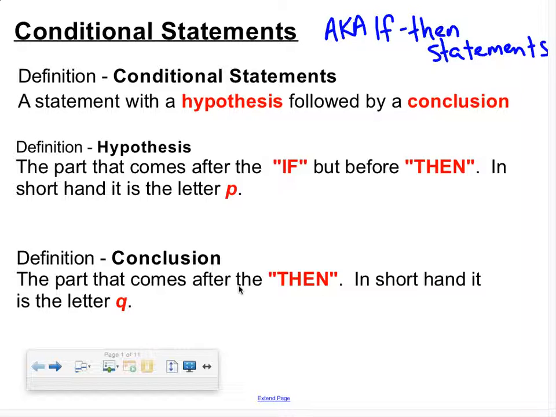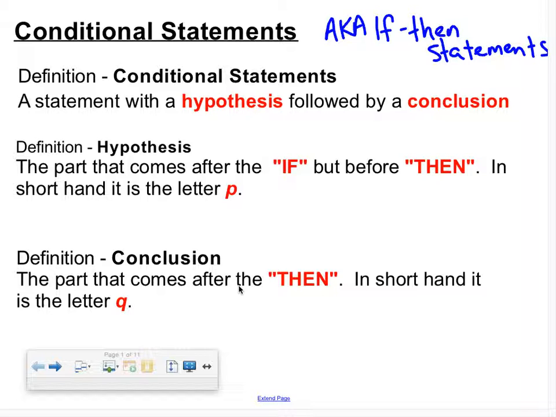All right, today's lesson is conditional statements, also known as if-then statements. Some teachers might say if-then statements, some teachers might say conditional statements. Know that they're the same. A conditional statement is a statement with a hypothesis followed by a conclusion.